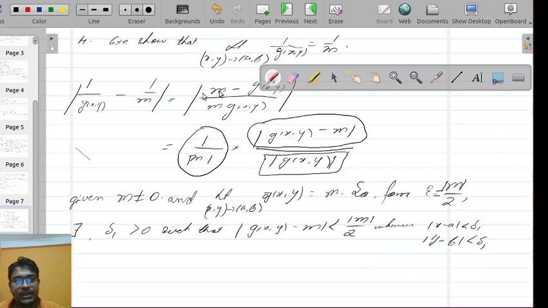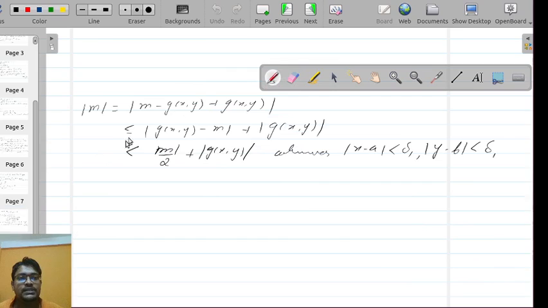Okay, so after this step we just come to the next step. So mod of m can be written as mod of m minus g of xy plus g of xy, and this is less than or equal to mod of g of xy minus m plus mod of g of xy. So ultimately this is strictly less than mod m by 2, plus mod of g of xy. So ultimately we have got mod of g of xy greater than mod m by 2. So mod m by 2 goes that side, so mod m divided by 2.